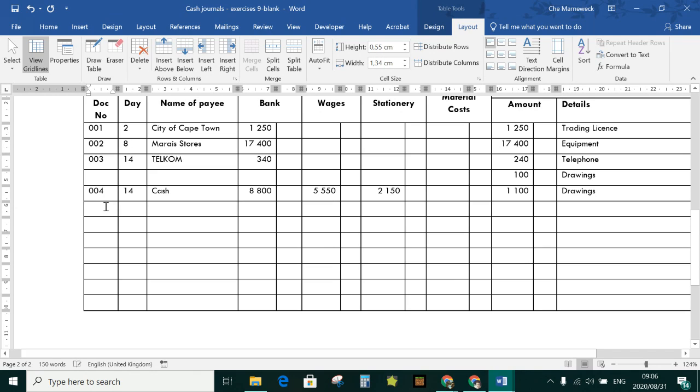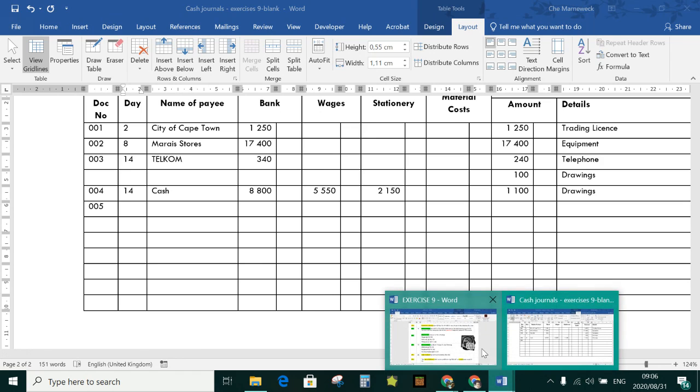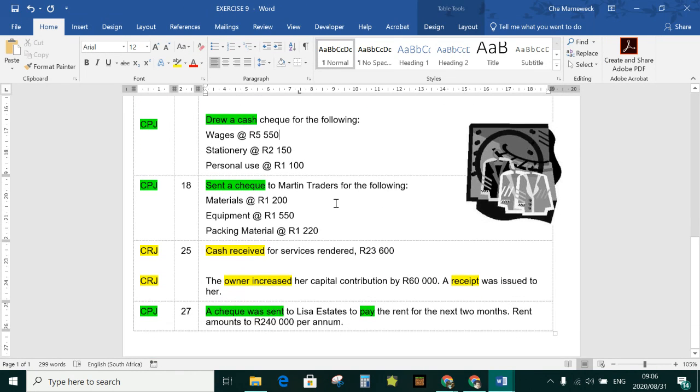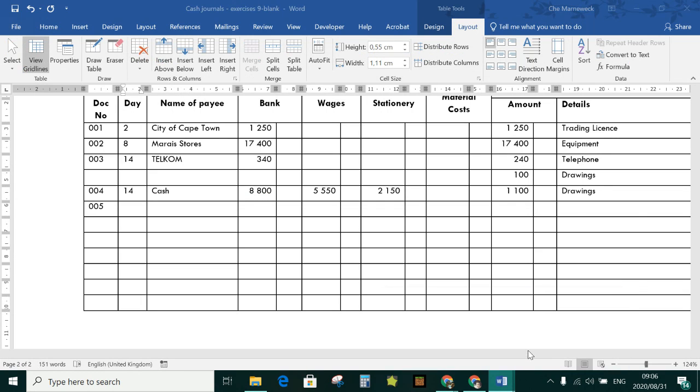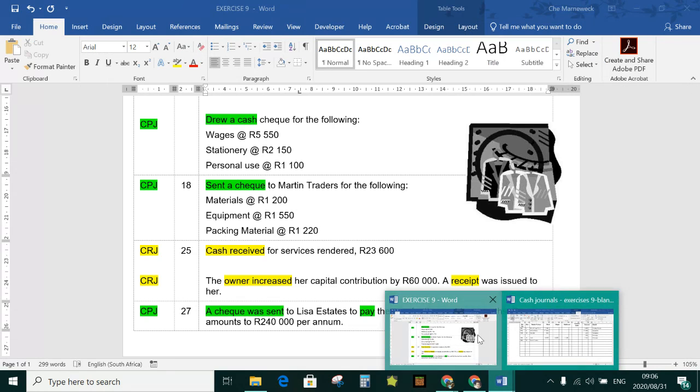We then move on, next transaction, and we have a look to see what day the next transaction happened on. And when we look over here, we see it's day 18. We sent a check to Martin Traders. So we can fill out onto the journal, check number 005, day 18, Martin Traders. Now we need to work out what is the total value that we would have paid. What did we write on the check?